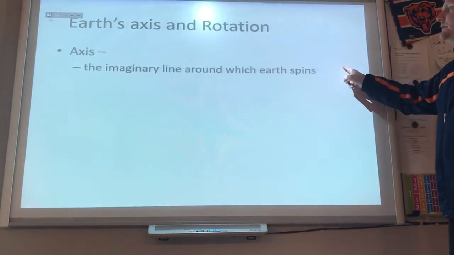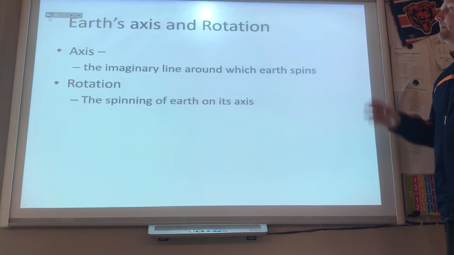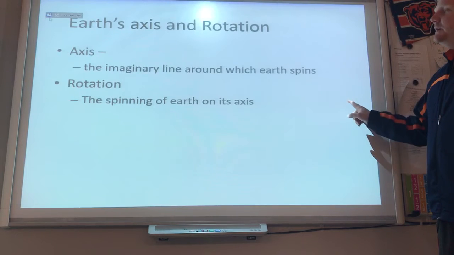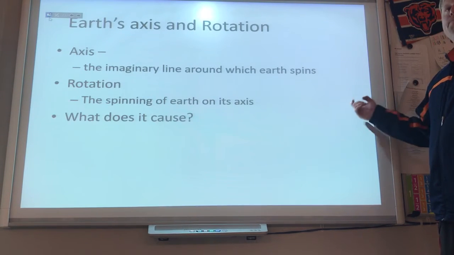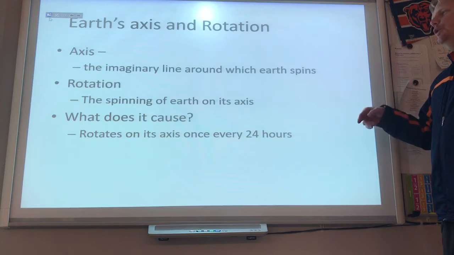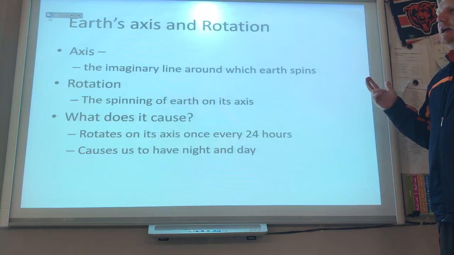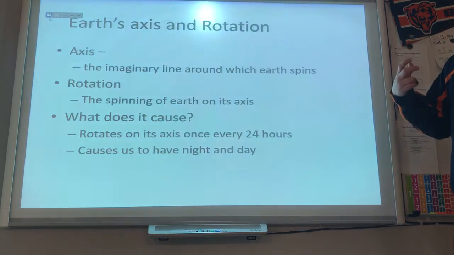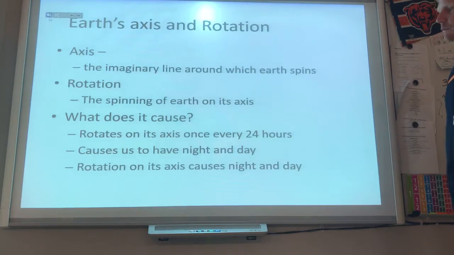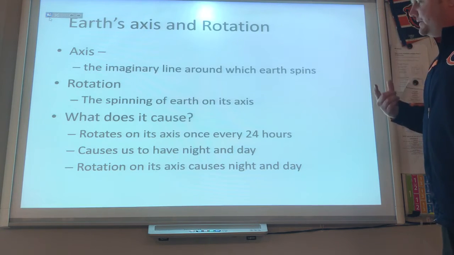Whoopsie. Backwards. Rotation on its axis causes the spinning of the Earth. And the spinning of the Earth causes it to rotate once every 24 hours. So rotating on its axis causes us to have day and night and causes 24 hours to be the time for one day. Rotation on its axis causes day and night. Important to remember that. Us spinning around that circle causes day and night.